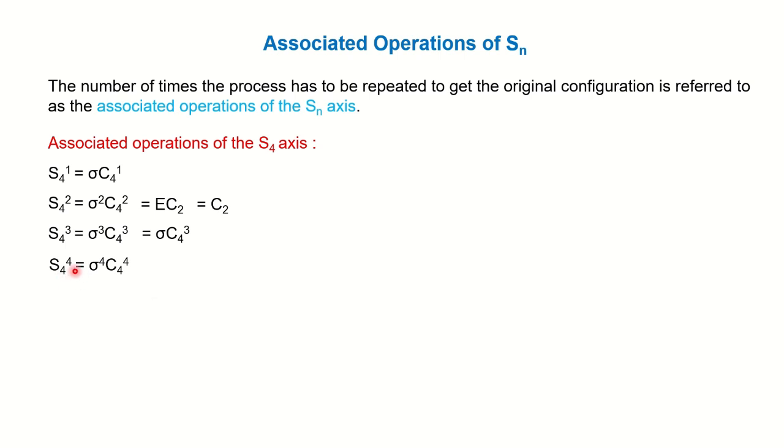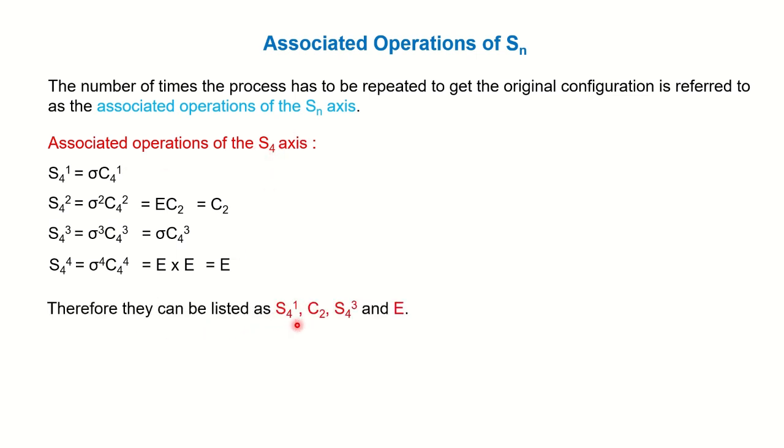Then we'll see S4 4, which we can write sigma 4 C4 4, and we know that we can further reduce it. Sigma 2 into sigma 2, both will be E into E, that means E. And C4 4, that is, you have E identity operation. So if you multiply E into E, you will get identity operation. So these are all the symmetry operations involved in the S4 axis of operation. So you can say that you have S4 1, you have C2, you have S4 3, and then you have E. So these are the symmetry operations involved.